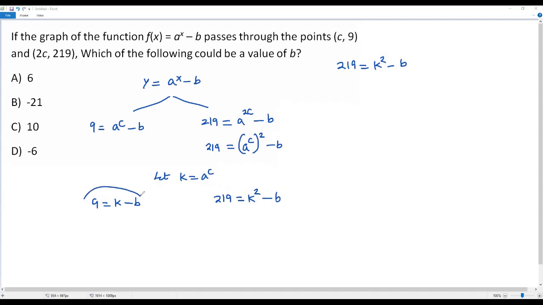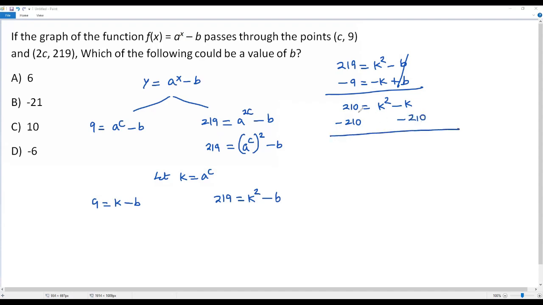Okay, now let me multiply both sides of the first equation by negative 1 and write the result over here. When I multiply this 9 by negative 1, I'm getting negative 9. When I multiply this k by negative 1, I'm getting negative k. When I multiply this negative b by negative 1, I'm getting positive b. Okay, here we can eliminate b, that is, negative b and positive b will cancel out. When I combine 219 and negative 9, I'm getting 210. On the right side, we have k squared and negative k. Now let me subtract 210 from both sides to get the quadratic equation in standard form. So this one will cancel. I'm getting 0 equals k squared minus k minus 210.